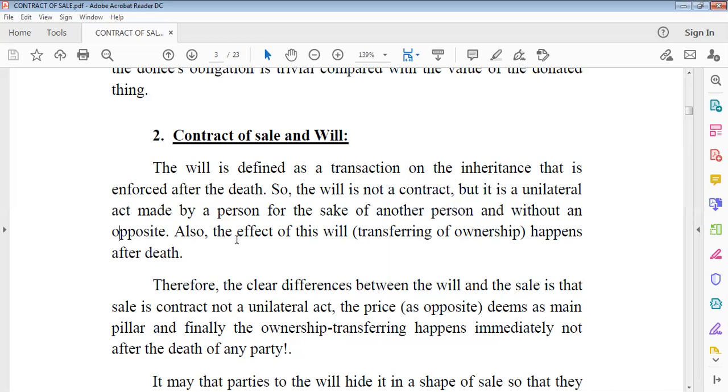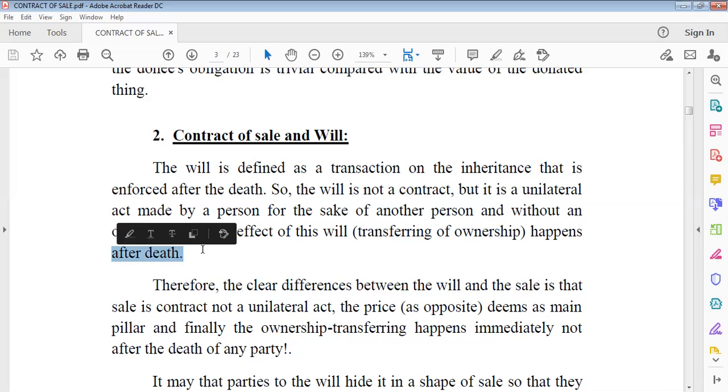However, in the gift, there are two wills, the donee and the donor. The donee's will is very important. It is taken into consideration. If the donee doesn't accept, the contract would not exist. However, the will happens whether he accepts it or doesn't accept it. We don't care about his acceptance or refusal. Also, the effect of this will, I mean transferring the ownership, happens after death.